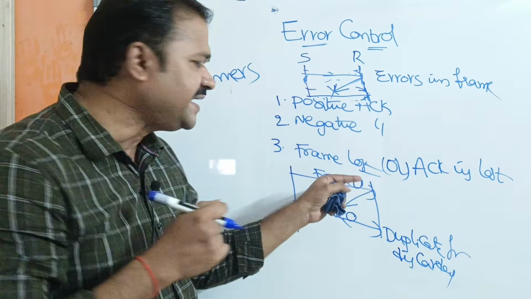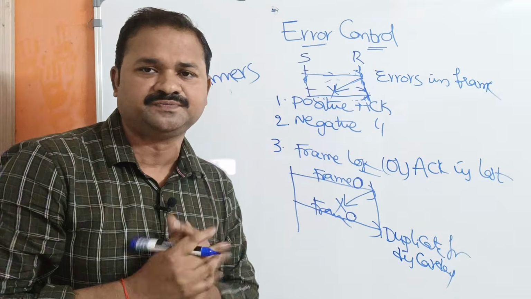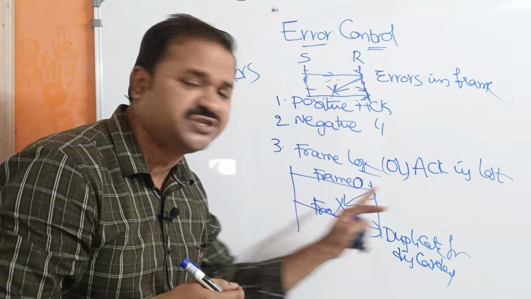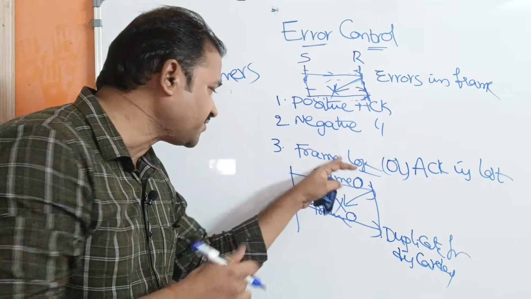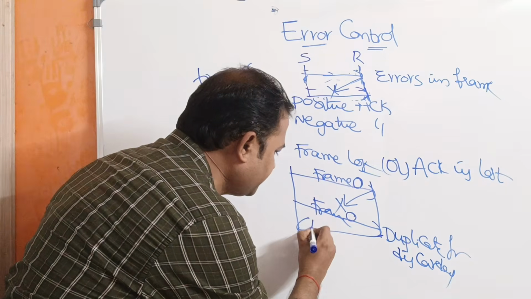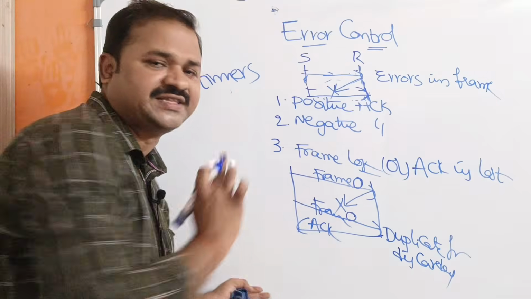Why? Because the receiver already has frame 0. So there is no need of this frame 0 for the receiver. So now receiver provides acknowledgement for this frame. So receiver is providing acknowledgement for this frame.